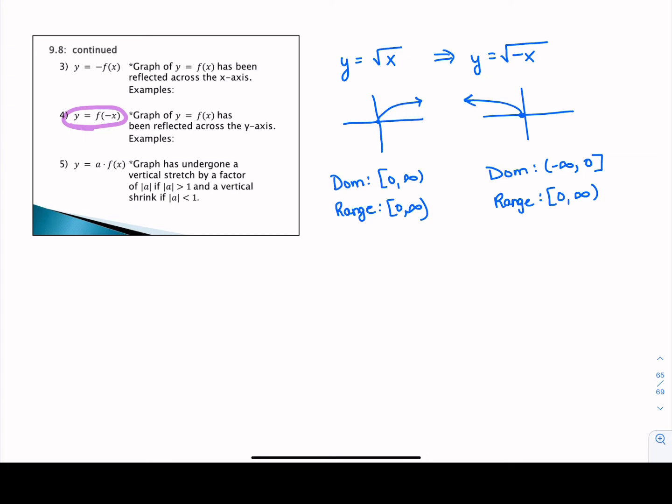So when we deal with reflections, what I was trying to show in these last two examples is not only do you have to be very mindful of which axis we are reflecting across, you also need to be mindful that those kinds of changes can impact things like domain and range.